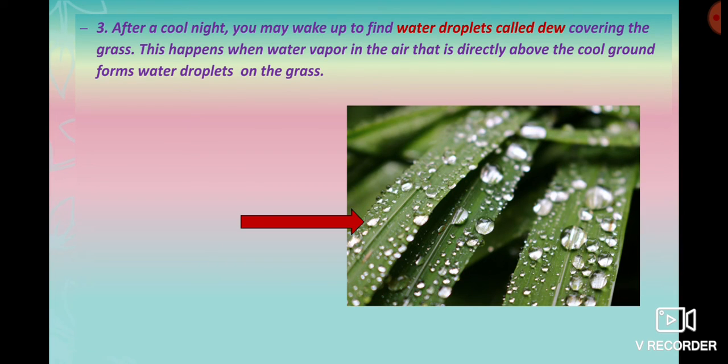After a cool night, you may wake up to find water droplets called dew covering the grass. This happens when water vapor in the air directly above the cool ground forms water droplets on the grass. See the water droplets? Is this evaporation or condensation? This is condensation because when the water vapor touches the cool ground, it forms droplets of water on the grass.